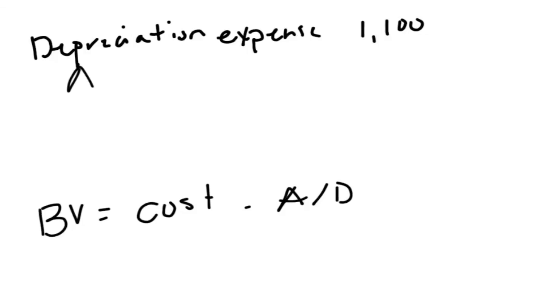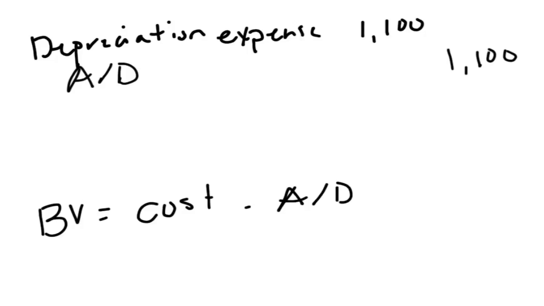So we've got accumulated depreciation, and we credit it for $1,100. Accumulated depreciation is actually an asset account, but it is a contra asset. So it's contrary to the norm. So where assets normally have a debit balance and are increased by debits, accumulated depreciation is a contra asset. So it holds a credit balance and is increased by credits.